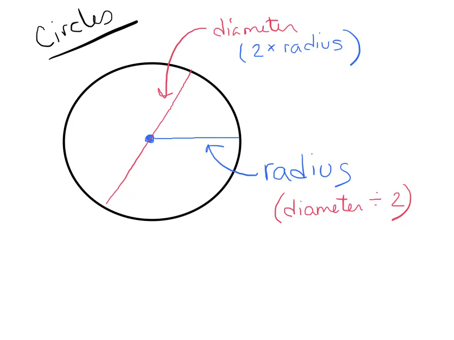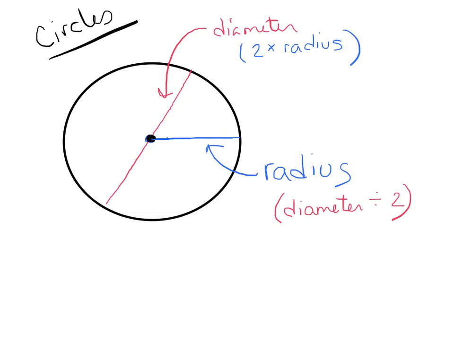In today's video, we're going to talk a little bit about circles. To begin with, every circle has a middle point or center point. The distance from the center point to the outside of the circle is called a radius. Radius is the distance from the center to the outside line.